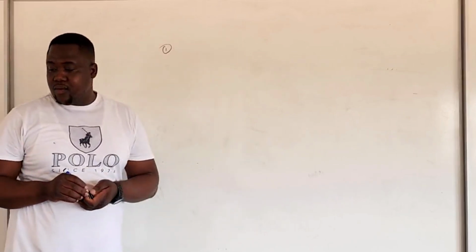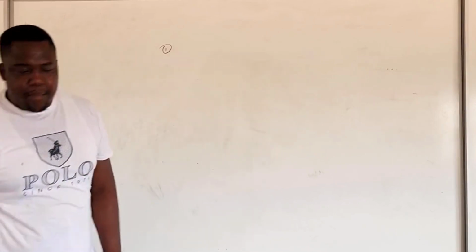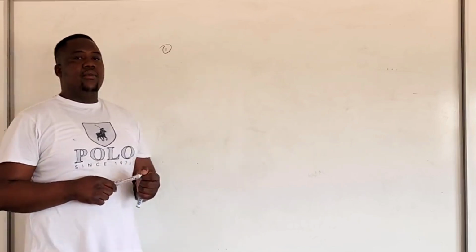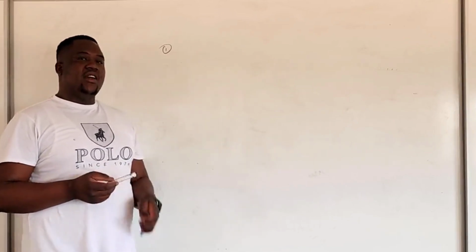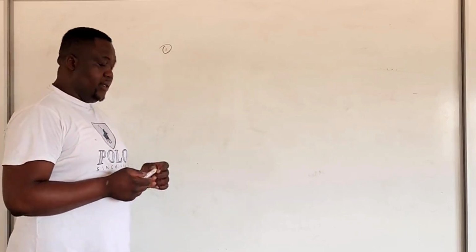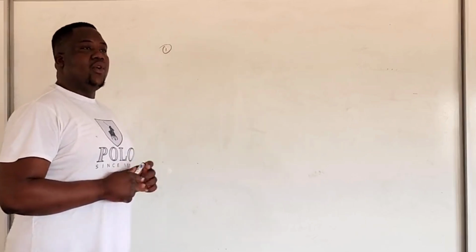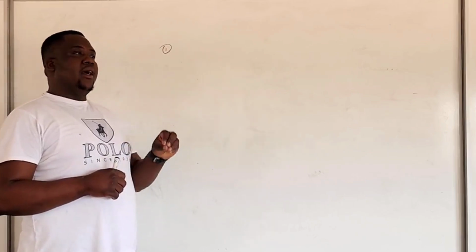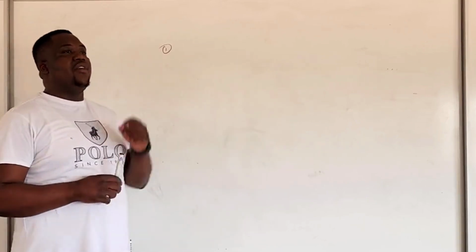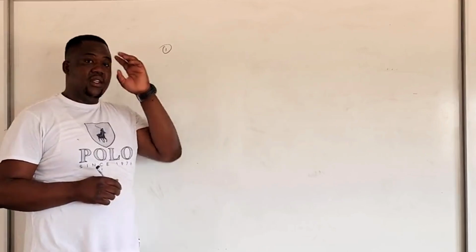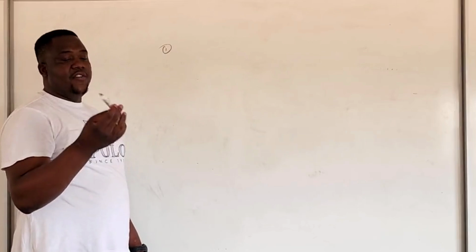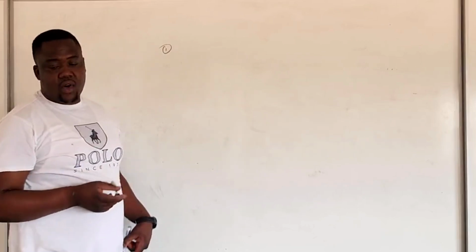We've already defined a projectile. We said that a projectile is an object which has been given initial velocity and it moves under the influence of gravitational force only. You must not forget the word only. So, as this object falls, it's a projectile. The only force acting is gravitational force.